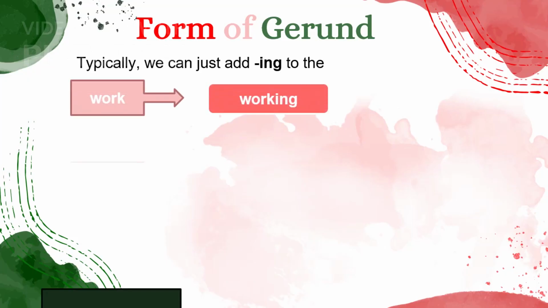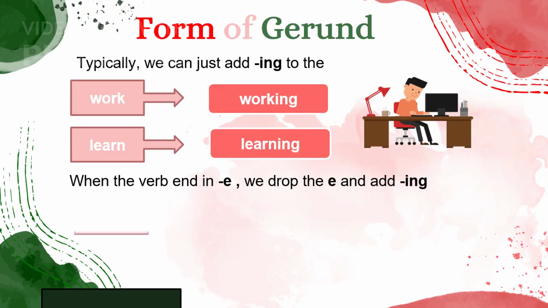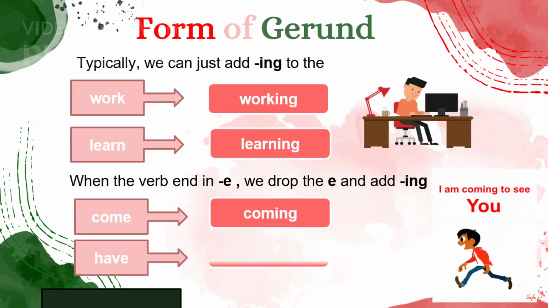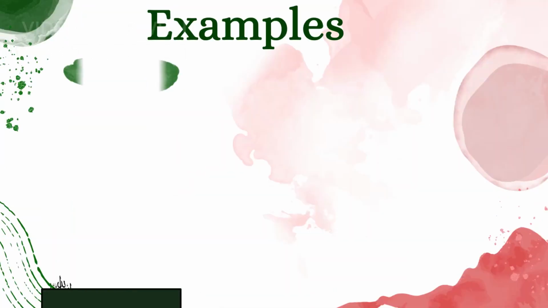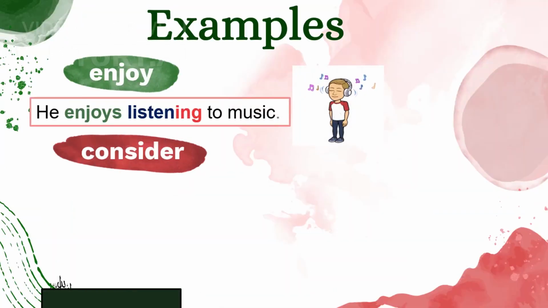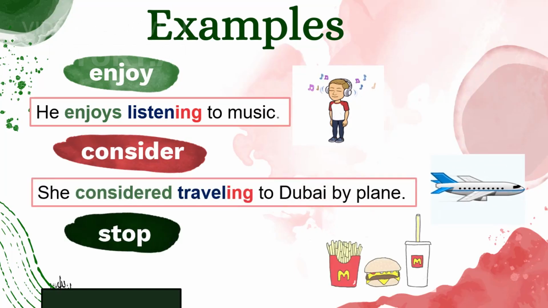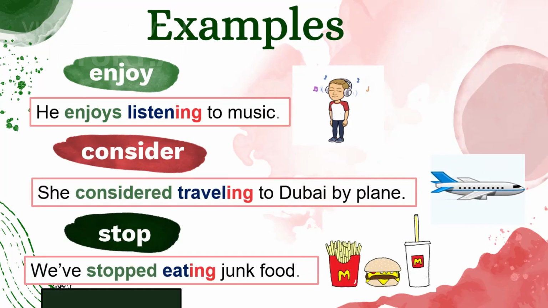Forming gerunds is simple. Add ing to the verb, or drop the e and add ing. This transformation allows verbs to function as nouns in sentences. Let's look at some examples. He enjoys listening to music, she considered traveling to Dubai, and we've stopped eating junk food. These illustrate how gerunds are used in everyday language.